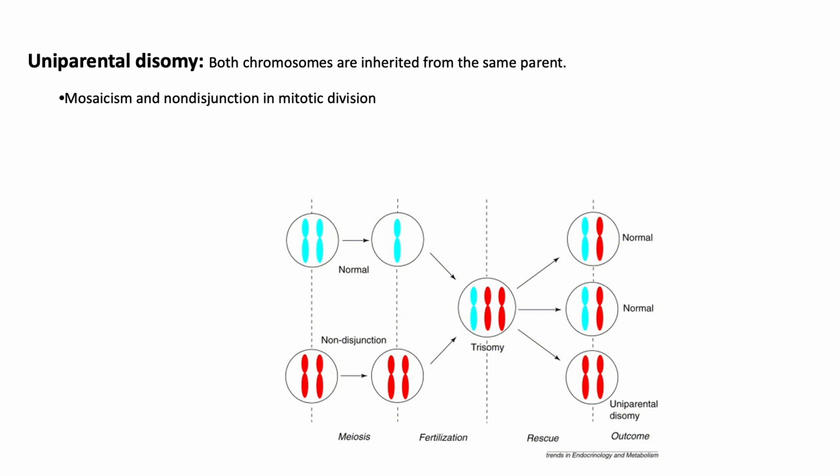Uniparental disomy is another term in aneuploidy. This is an abnormality where both chromosomes are inherited from the same parent. So that would be represented as n plus 1. The haploid genome would just have n plus 1, which comes from the same parent, as denoted as two red chromosomes over here. This is an example of uniparental disomy. So there's no chromosome from the other parent.